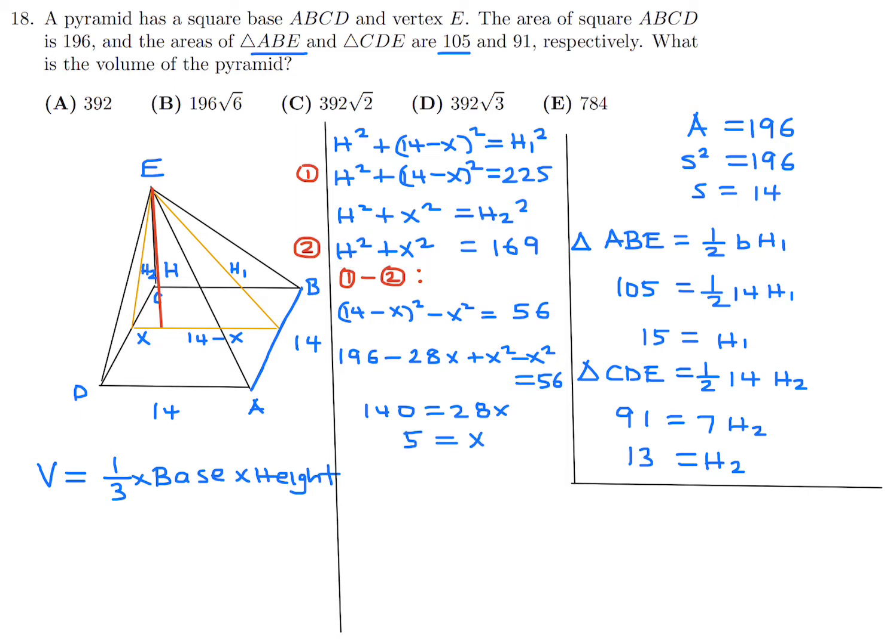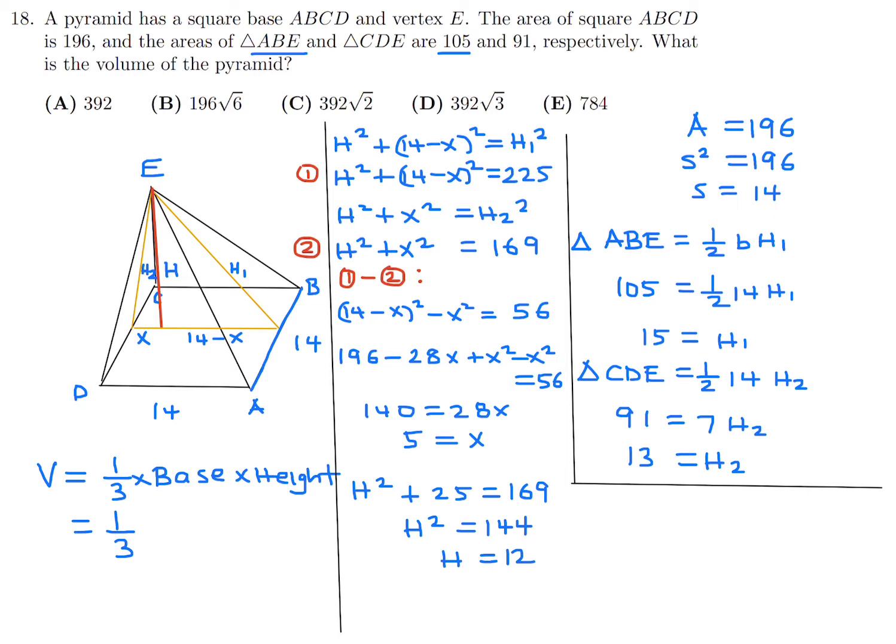And I can substitute back into any of these to figure out h. h squared plus x squared, so that's 25, is equal to 169. Therefore h squared is equal to 144, and therefore h is equal to 12. There we go. We just got the height of the pyramid.